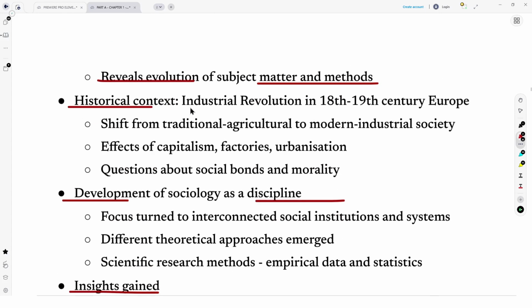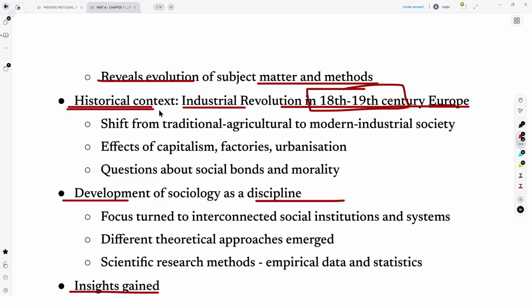So what is the historical context? It started with the Industrial Revolution in the 18th and 19th century. Please remember the 18th and 19th century, in Europe. There was an Industrial Revolution there, a shift from traditional agricultural society to a modern industrial society, because a lot of industrialization was going on, and heavy machinery was replacing human labor. So that is very important.